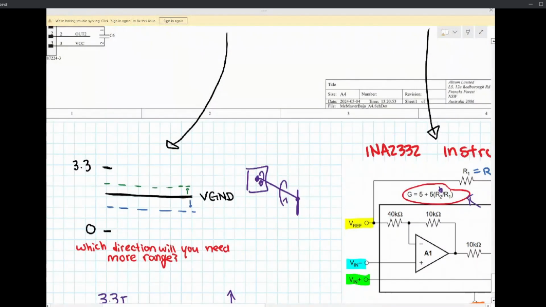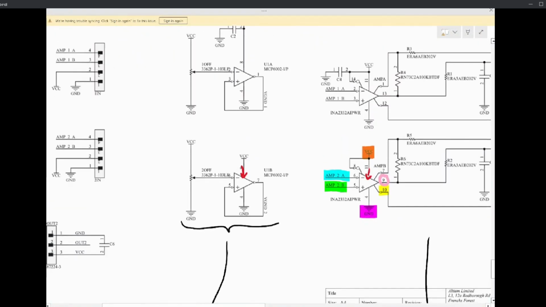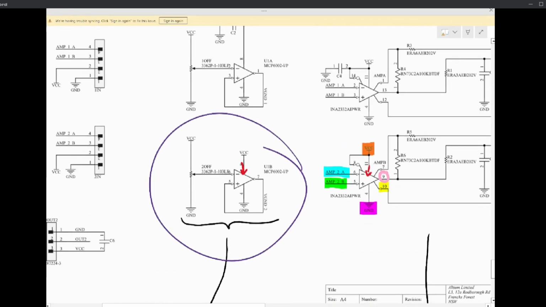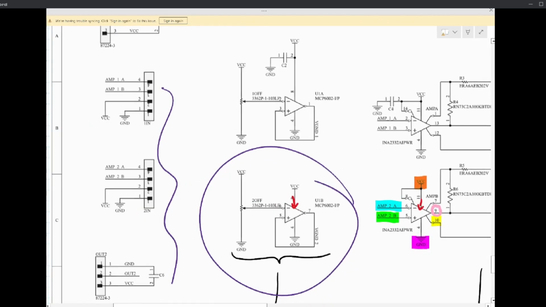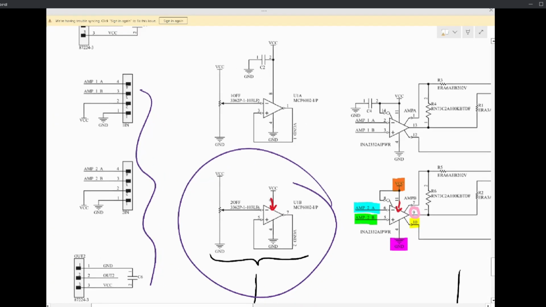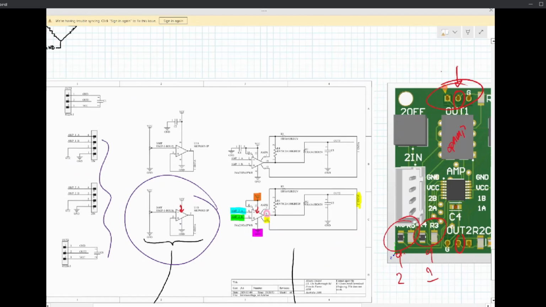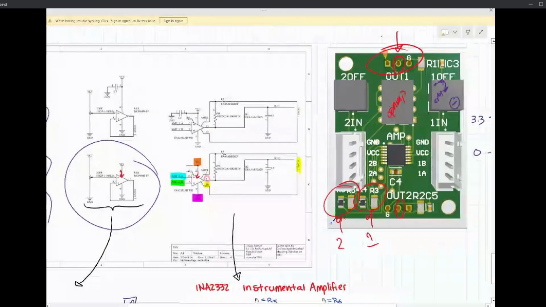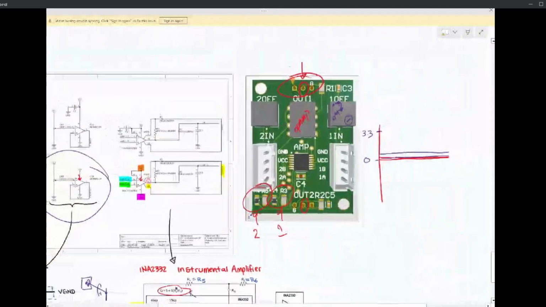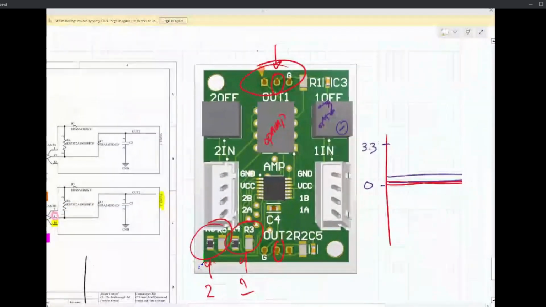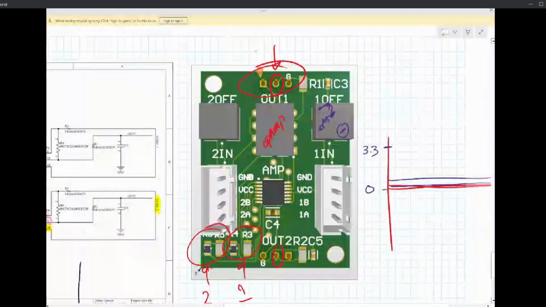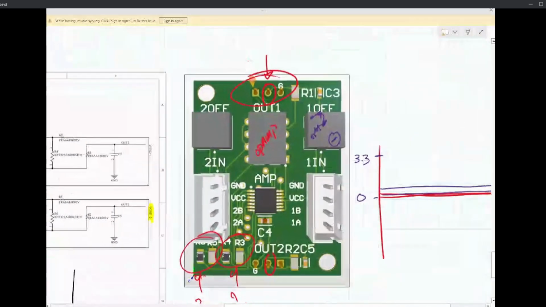So which direction you're going to see more range, that's what this circuit does. And then these are all just inputs and outputs and various other JSTs and stuff. So that's the PCB as I understand it for the most part. This was developed, I want to say, the summer between the 2021 and the 2023 cars. It's pretty cool.